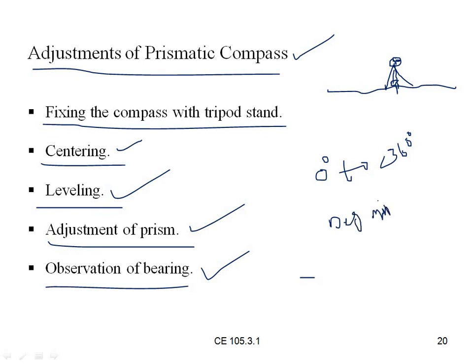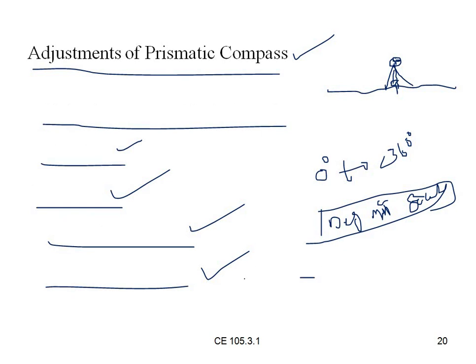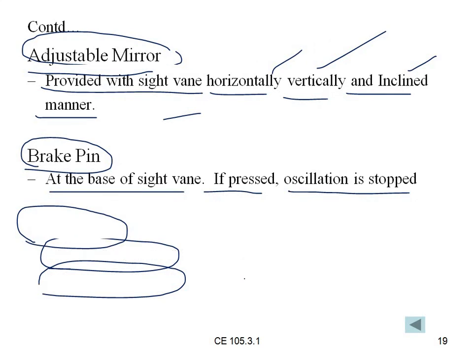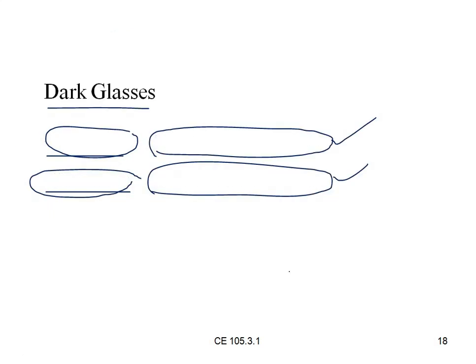minutes, and seconds. So we will be writing the three readings, that is, from 0 to 360 degrees we will be writing degrees, minutes, and seconds. So that is the main thing in the compass survey. So we will be taking the measurements, that is the angles, which are measured in degrees, minutes, and seconds. The component parts which are there, everything is useful while adjusting the compass.